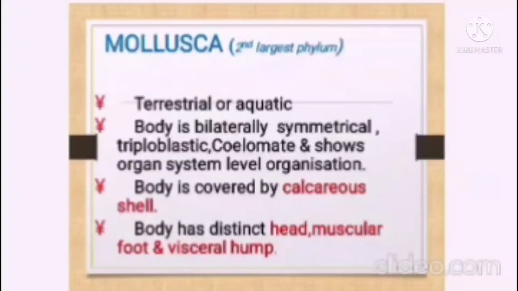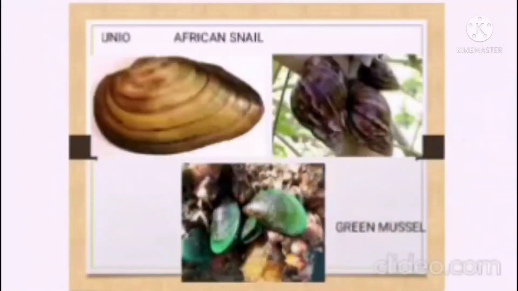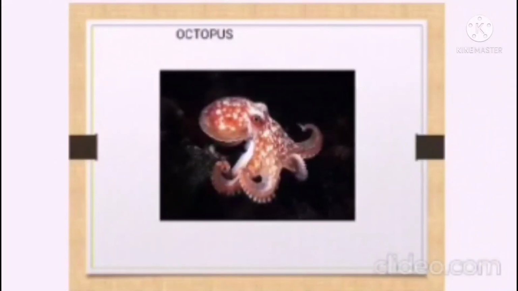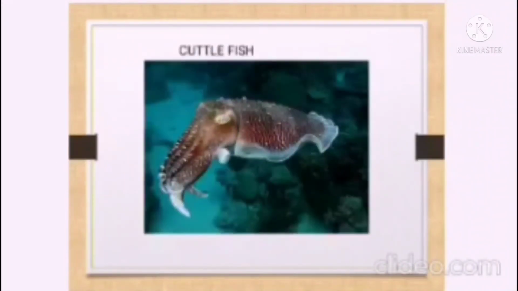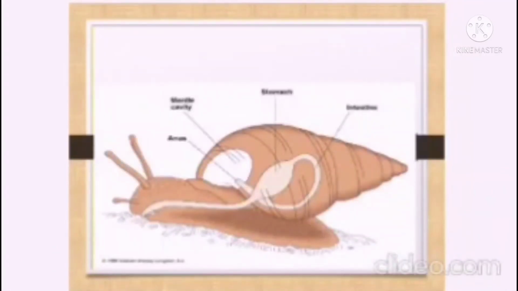This is the second largest phylum. The first one was arthropoda, and this is the second. Molluscs are terrestrial or aquatic. For examples of molluscs, you can find snails like this. Snails and all, these are octopuses. Molluscs, cuttlefish. So these are all what? These are all molluscs, right.